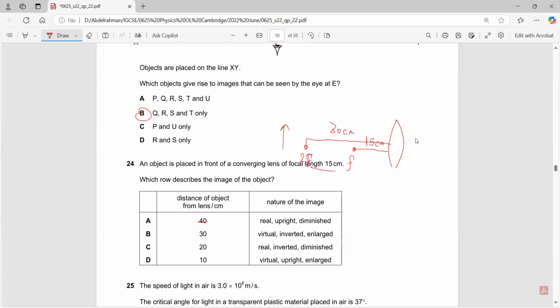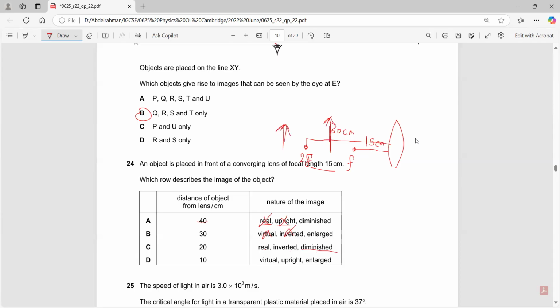If I have the object at 40 centimeters, the nature of the image would be real upright. You can never have an image which is real and upright. Real images are always inverted. Virtual images are always upright. Real images are inverted and diminished. Let's check it out. If it's at 20 centimeters, it could be real and inverted, between 2F and F. If the object is at this distance, then the image would be enlarged, not diminished. The image would definitely be enlarged.